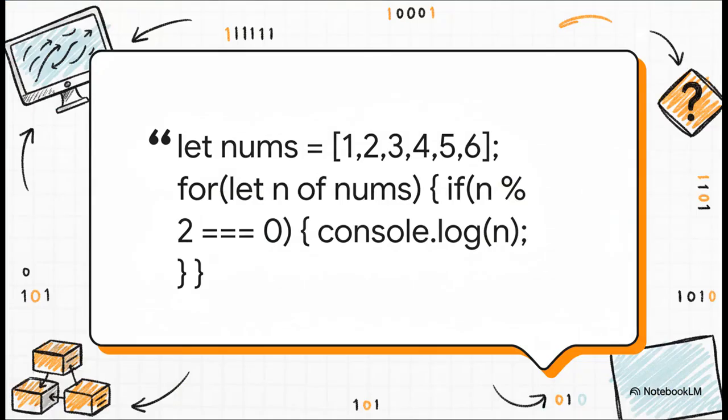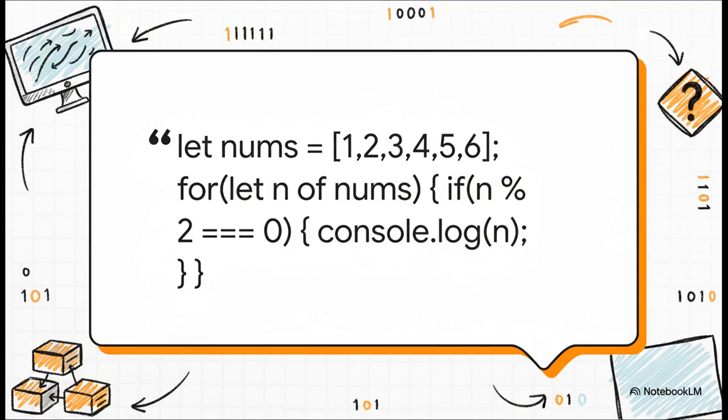Okay, let's break down this little piece of code right here. First, you can see we're using an array, that's our third pillar, to create a list of numbers. Simple enough. Now, how do we look at each number in that list? We use something called a for loop. A loop is just a way to tell the computer, hey, I want you to repeat this action for every single item in this collection. So it grabs the first number, runs our code, grabs the second, runs the code again, and so on.